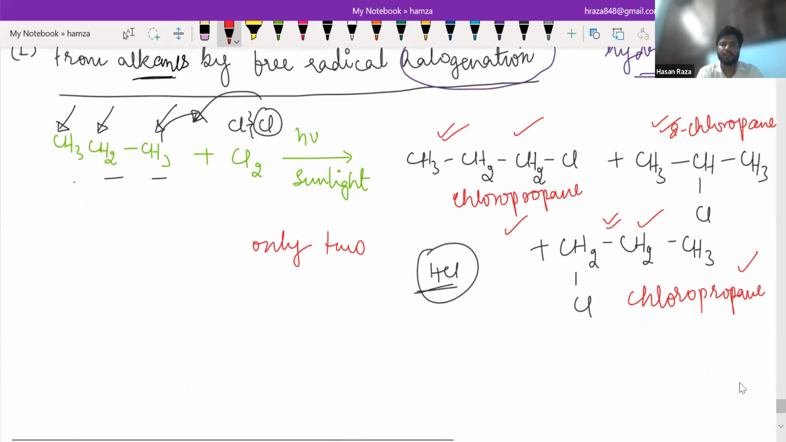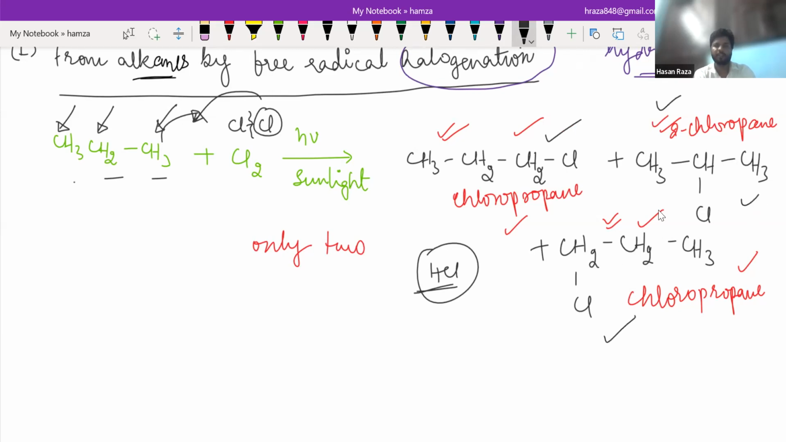Everyone concentrate here. The first and third have the same name. That means they are identical. So only two products. Either you can take this and this, or this and this. Yes or no? Yes, sir. Please write it. Done with this? Yes, sir.